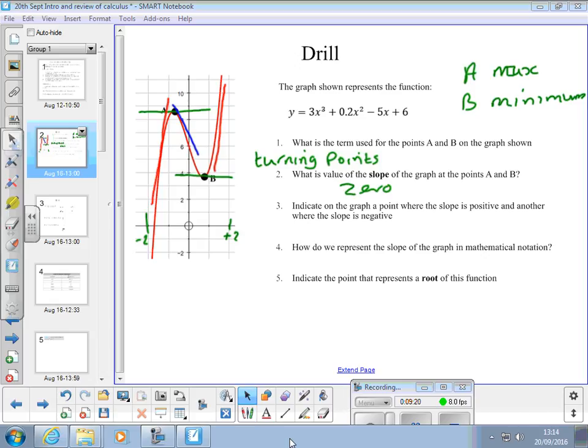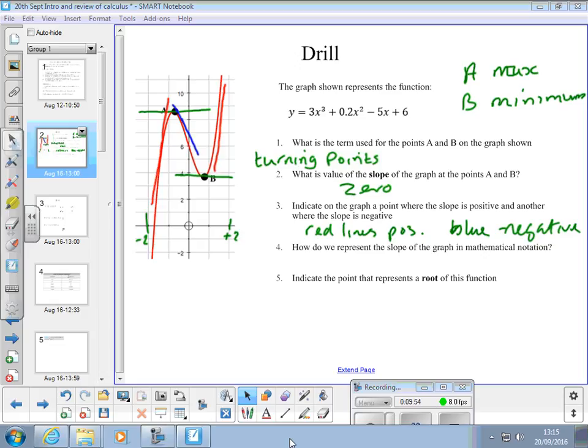So I'll just write down there, red line, positive, blue, negative for reference. Yeah. How do we represent the slope of a graph mathematically? What do we write in terms of the calculus way of writing the representation of the slope of a graph?